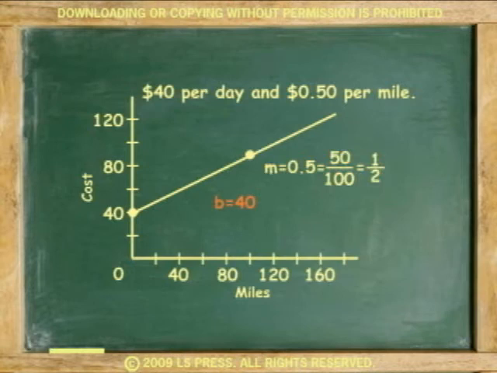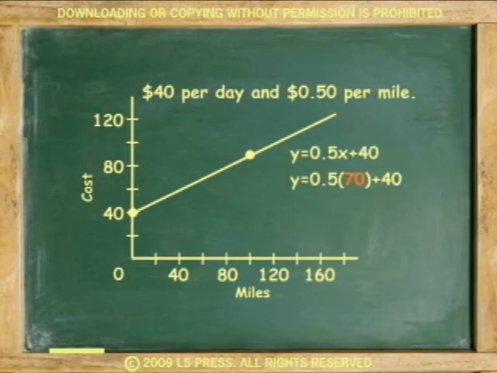The equation is cost equals 0.5m plus 40, or y equals 0.5x plus 40. If she drives, for example, 70 miles, the cost is y equals 0.5 times 70 miles plus 40. The cost for 1 day equals $75.